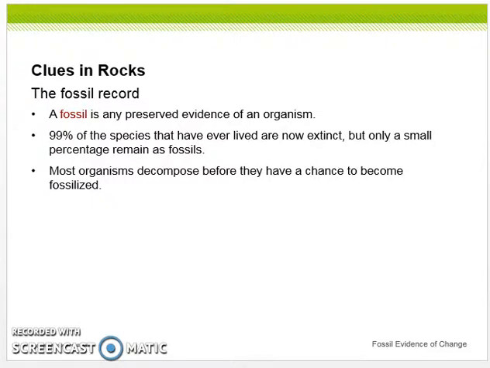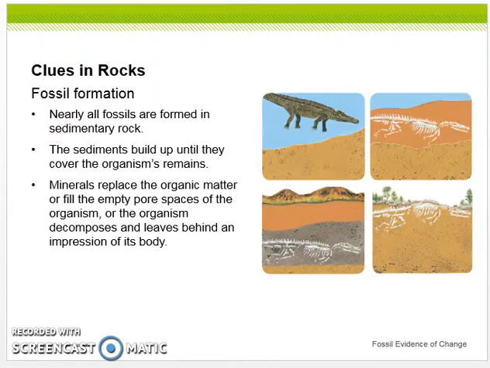A fossil is any preserved evidence of an organism. 99% of the species that have ever lived are now extinct, but only a small percentage remain as fossils. Most organisms decompose before they have a chance to become fossilized. You'll want to know the different types of fossils.